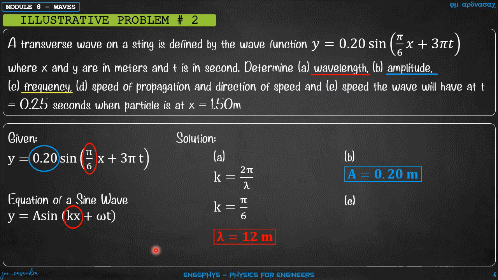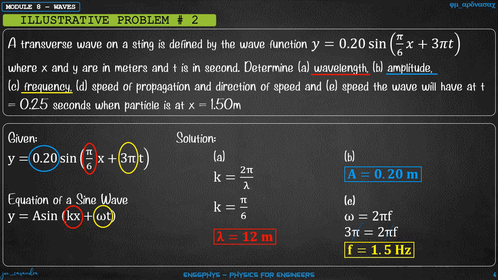And we have our frequency. The frequency f is not given, but we know that omega is equal to 2 pi f. So in this case, we have to determine from the equation the value of our omega. From the equation, omega is the same as 3 pi. Equating 3 pi equal to 2 pi f, pi cancels out, so we'll have frequency equal to 1.5 hertz.